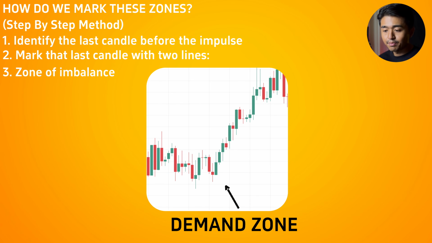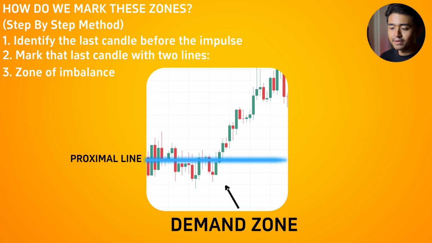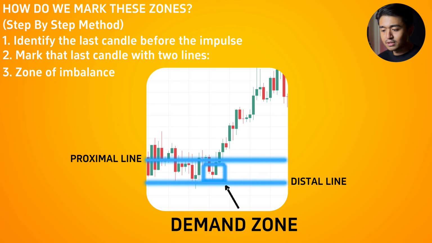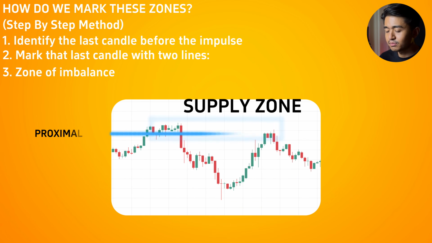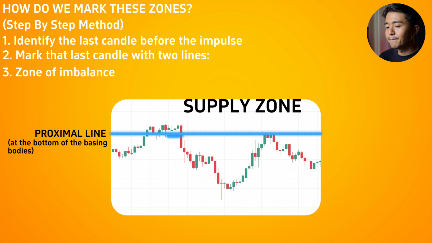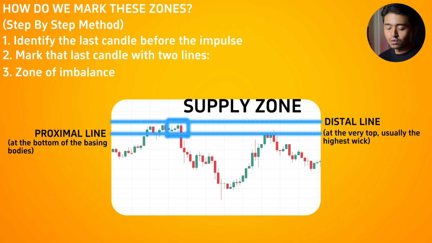For demand zones, the proximal line goes at the top of the basing bodies. The distal line goes at the very bottom, usually the lowest wick. For supply zones, the proximal line goes at the bottom of the basing bodies. The distal line goes at the very top, usually the highest wick. This keeps it rule-based and mechanical. The more rule-based your approach, the less emotion you will bring when it's time to actually put money into a trade.